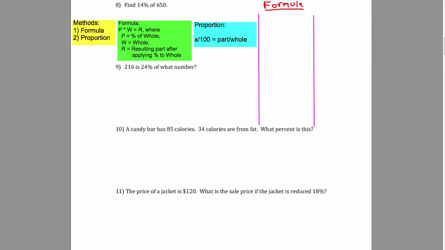So problem number 8 asks us to find 14% of 650. So I'll write the formula. What I usually say to my students, okay, let's power it up. So we have P times W equals R. And now we substitute. P is the 14%.